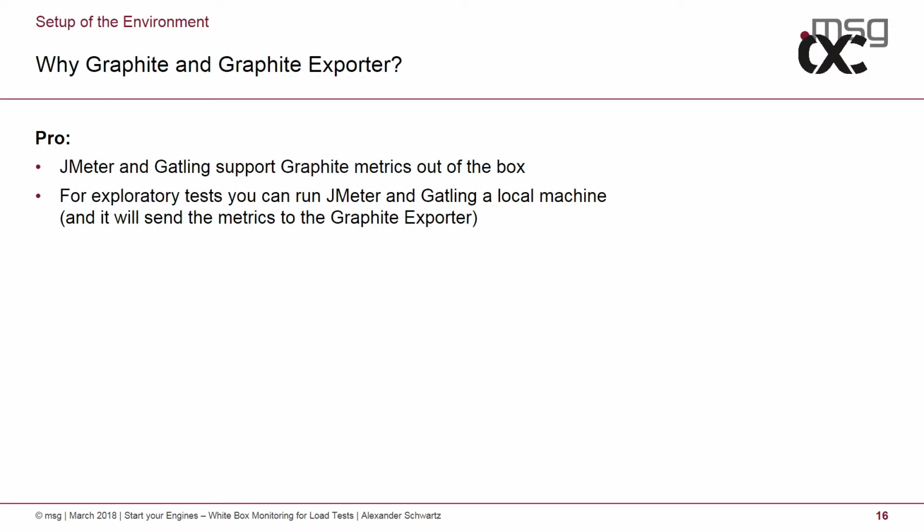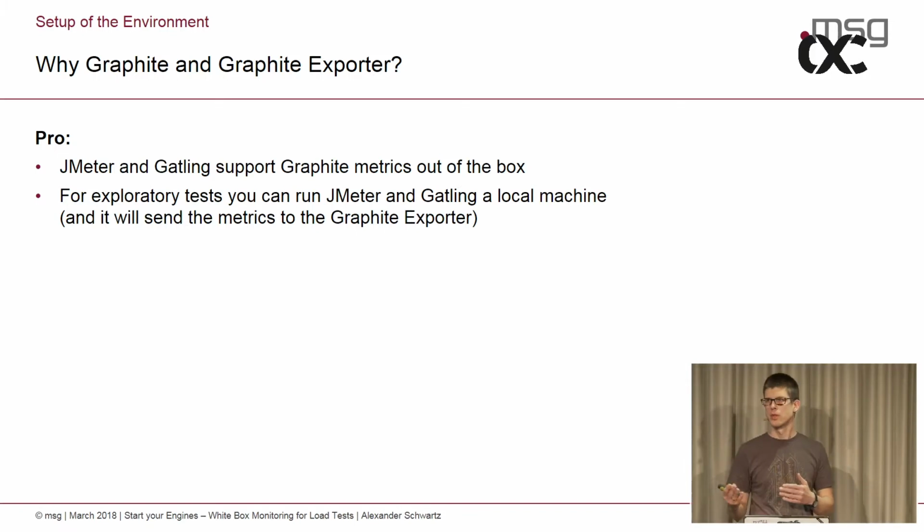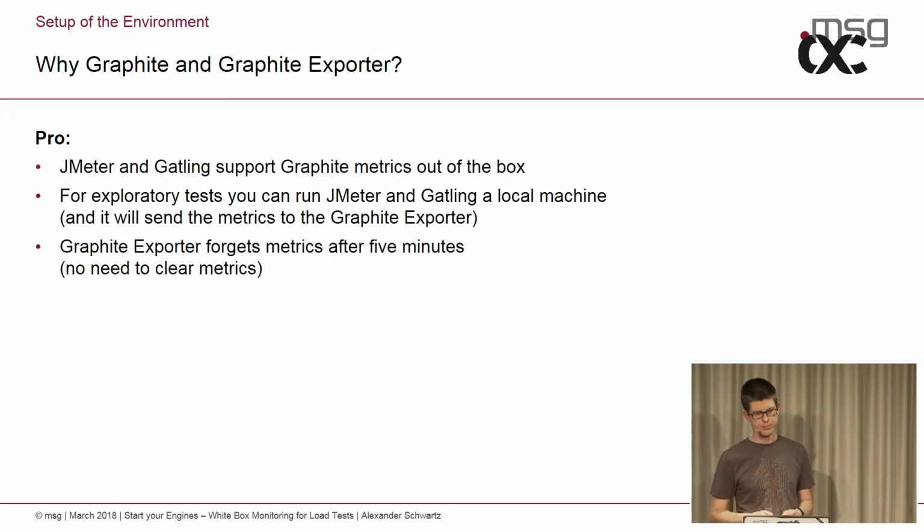You can do some explorative tests on a desktop, and that pushes this information to the Graphite exporter. But then at some point, you probably want to move your load tests that are triggered by your continuous integration server, like Jenkins. So that is going to run Jenkins and then push the information by the Grafana gateway.